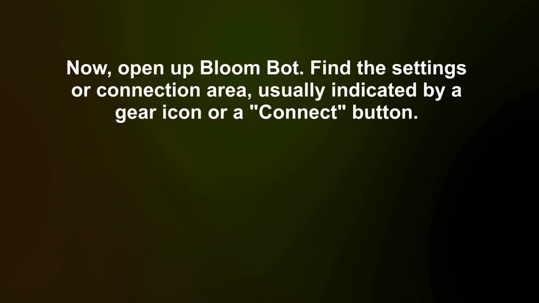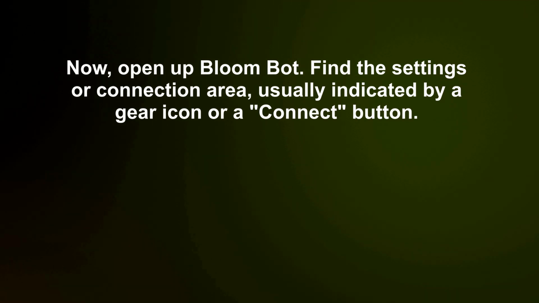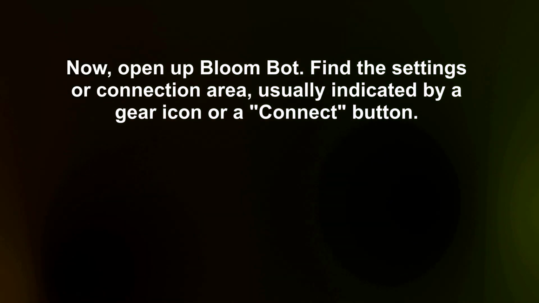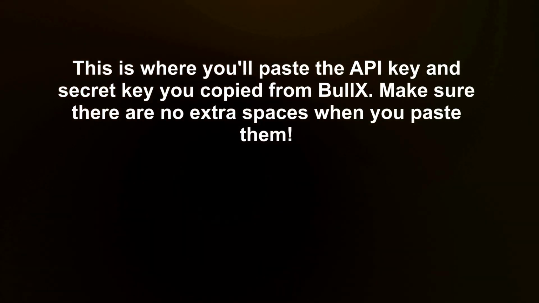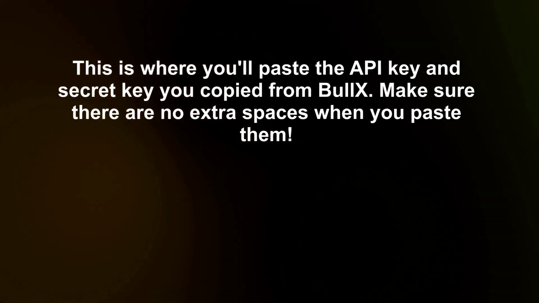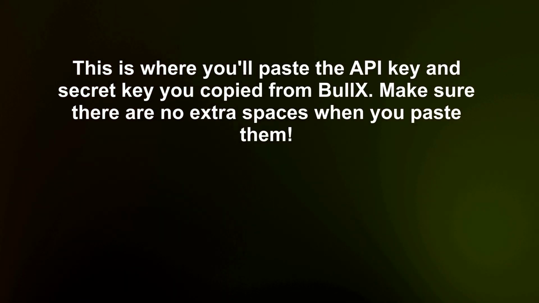Now, open up BullBot. Find the settings or connection area, usually indicated by a gear icon or a connect button. This is where you'll paste the API key and secret key you copied from BullX. Make sure there are no extra spaces when you paste them.